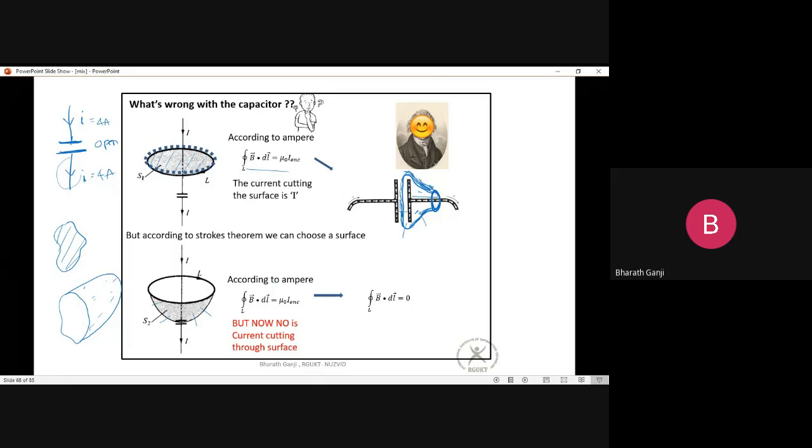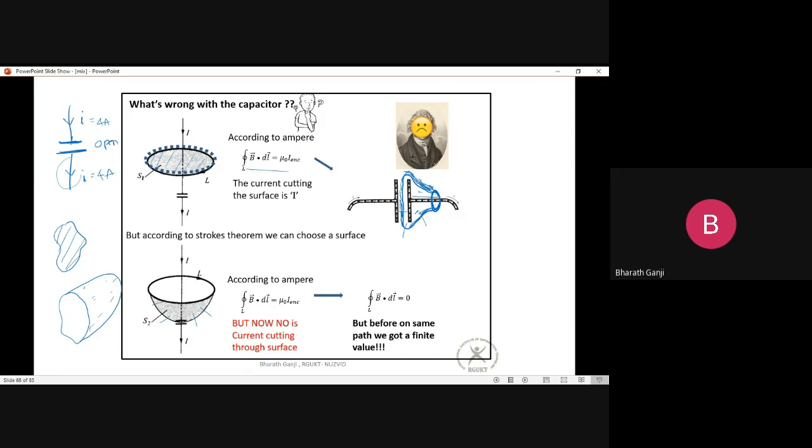So between the capacitor plates also there should be some current cutting through the surface, but we know that between the plates of the capacitor there is no conduction current to cut through the surface. So how do you answer this? On the same path we got a finite value before, but in this scenario we are getting an answer of 0. So in this case Ampere's law is failing, right? Ampere's law is failing between the plates of the capacitor.